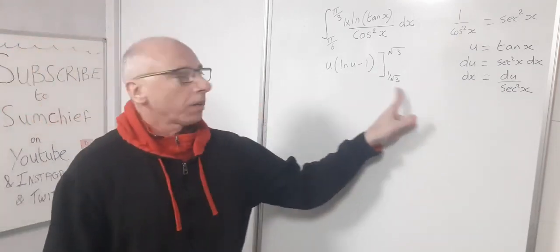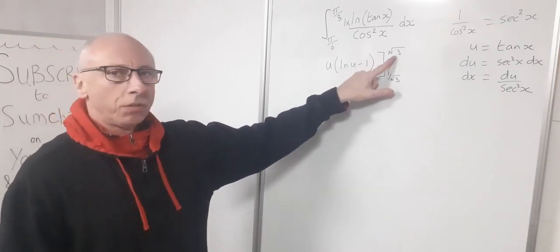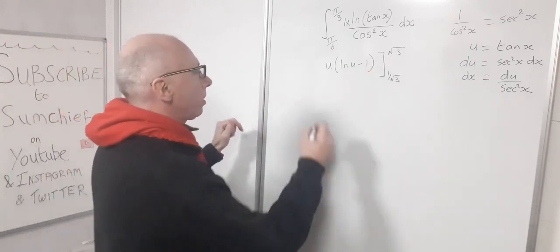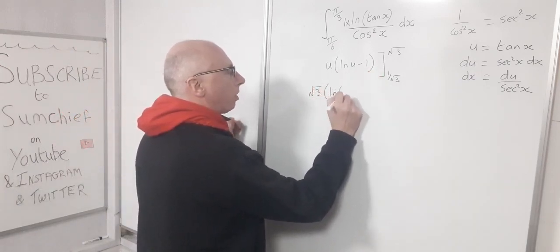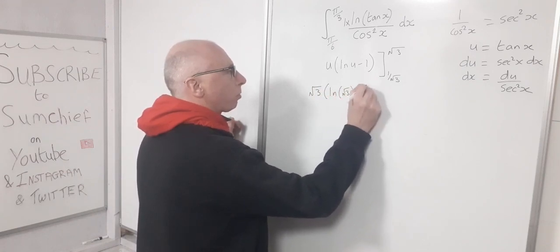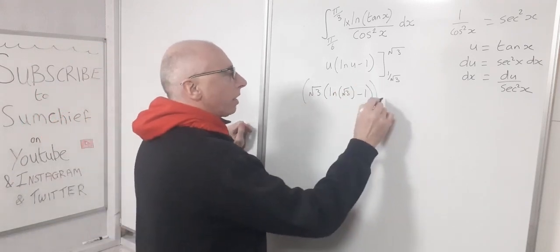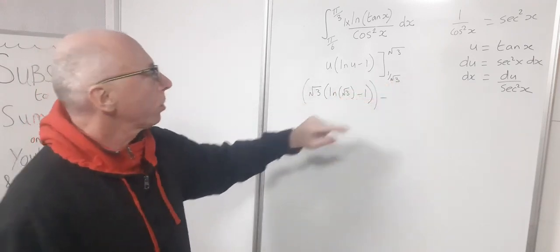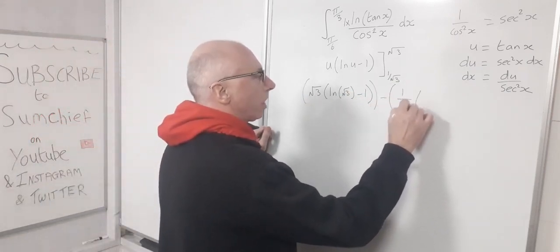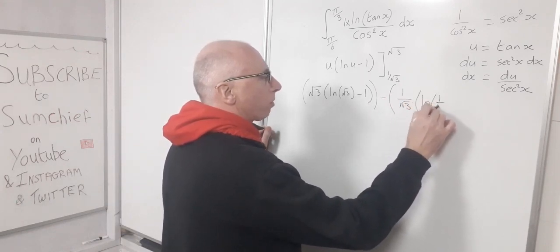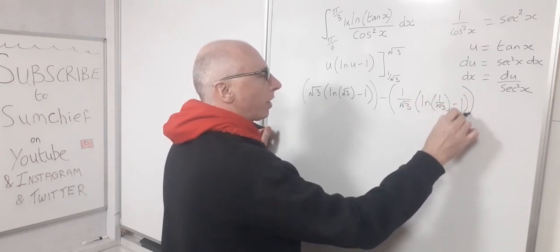Okay, let's calculate our value. So we've got u times ln u minus 1, first of all at square root of 3. So we've now got square root of 3 times the log of square root of 3 minus 1. That's our first value. So let's just put that in a big bracket and then subtract it when we've got 1 over square root of 3. So big bracket 1 over square root of 3 and the natural log of 1 over square root of 3, and then subtract 1 and then close that off in a big bracket.